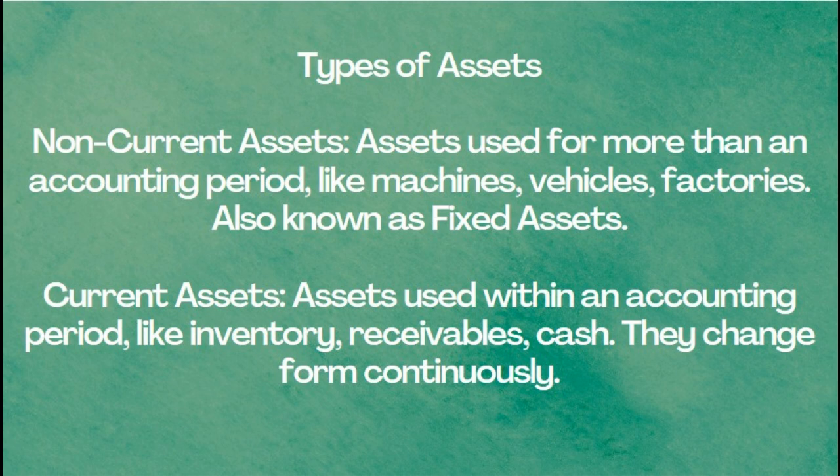Whereas the current assets are a little bit different. They are the assets used within an accounting period. That means the business buys these assets and uses all the current assets in one financial year. For example, inventory, receivables, and cash. That means these assets remain with the business for only one financial year or within one financial year, not more than that. And the thing which makes them different from non-current assets is that they change their form continuously.